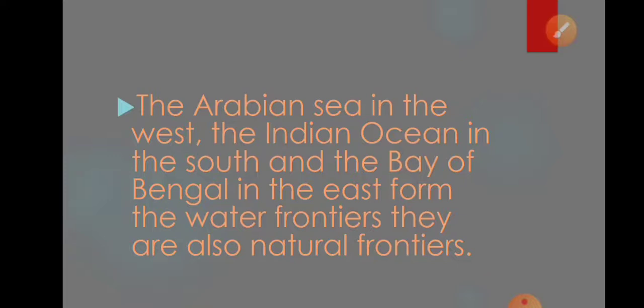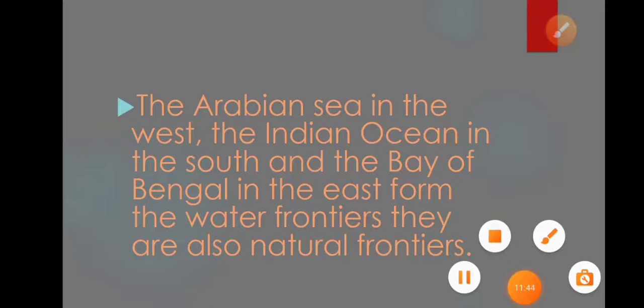As we saw on the map, when we go to the west, we see the Arabian Sea. When we go to the south, the Indian Ocean is there. When we go eastwards, the Bay of Bengal is there. So these are the water frontiers, and they are also called natural frontiers. Children, I hope the concept is clear.